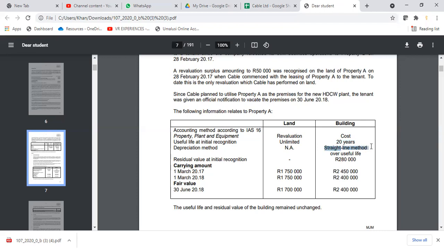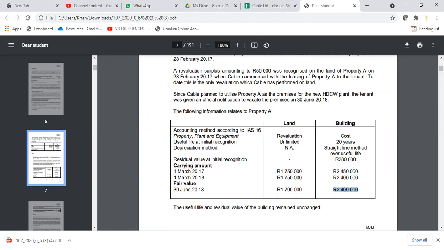And then here we use the straight line method over its useful life. Residual value, there will be nothing. And here it is 280,000. So carrying amount 1 March 2017, 1750. Carrying value 1 March 2018, it is 1750. Okay, so just be aware of that. And then for the building, 2.4 and 2.4, fair value 2.4. Okay, so just be aware of that.